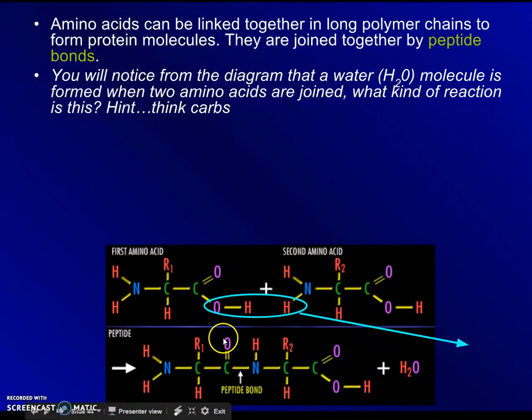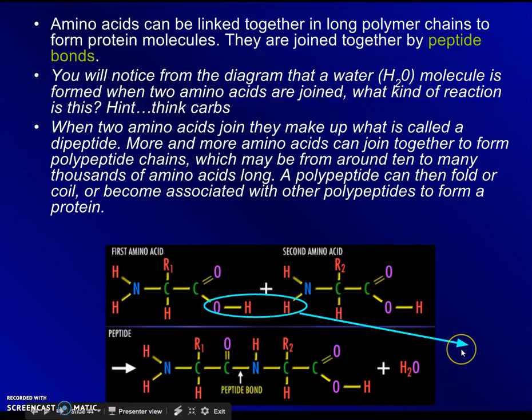And now we have this one amino acid connected to the next one. And what do we lose? We lose water. And so this reaction is called dehydration synthesis as well. Before we had a glucose and a glucose bonded together and gave water off. Now, when we make proteins, we are making peptide bonds with carbon and nitrogen, and we'll make what's called a dipeptide. When two amino acids join up, they make up what's called a dipeptide.